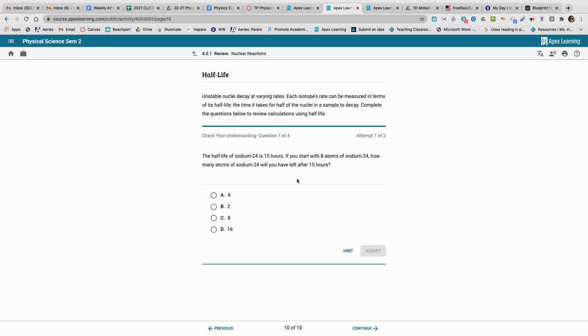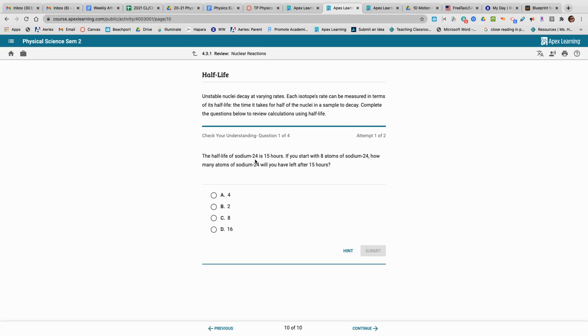Finally, you looked at half-life. Half-life is the amount of time it takes. It is a measure of time. It's the amount of time it takes for half of an isotope to break apart and decay. Each isotope has a different half-life. For example, the half-life of carbon-14 is like 5,400 years. The time it takes for half of the nuclei in a sample to decay is the half-life.